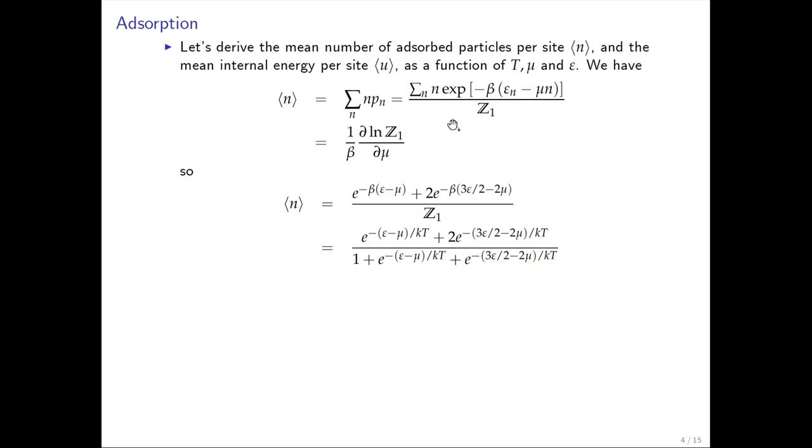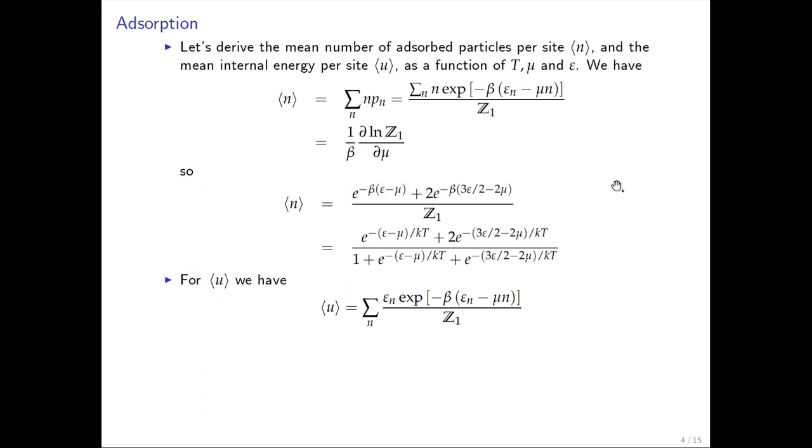Of course, the first term gives us 0 because it's just a 1, and we have these two terms with the probabilities, and we normalize by the Z1. And it looks like this. We can write it in terms of beta, or in terms of kT. This is Boltzmann's constant. Usually I write kB, but sometimes I get lazy and I just write k. That's what it is.